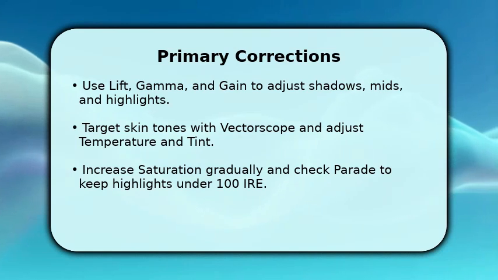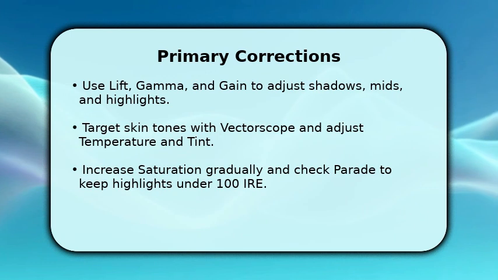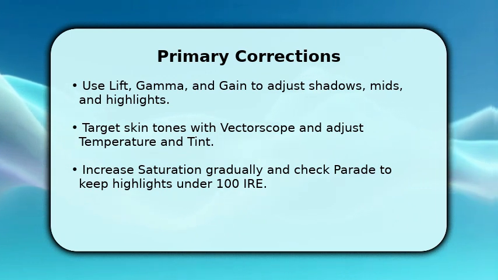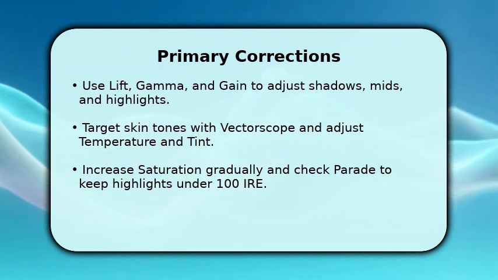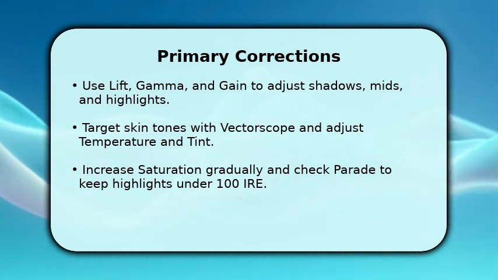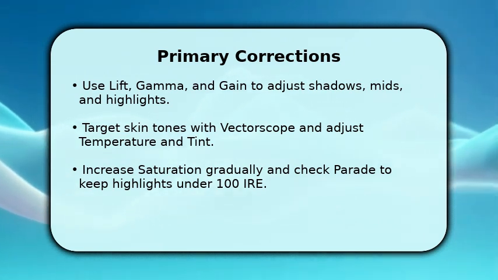Start primary corrections with lift for shadows, gamma for mids, and gain for highlights. Make conservative exposure moves, roughly one-stop increments, and recheck the waveform. Balance white by adjusting temperature and tint until skin sits on the vector scope skin line.